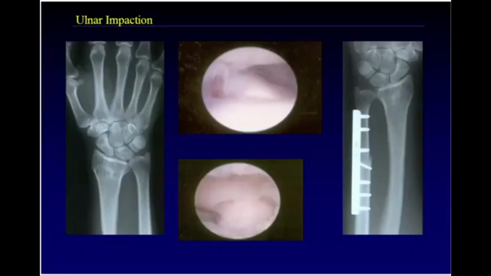This is what it looks like arthroscopically. Here's a radiographic representation of, again, distinct ulnar positive variants, flattening of the lunate facet of the distal radius, and chondromalacia. This is what it looks like arthroscopically, and this is the treatment for it, to basically do a shortening of the distal ulna and restore the normal variance of the distal ulna relative to the radius.